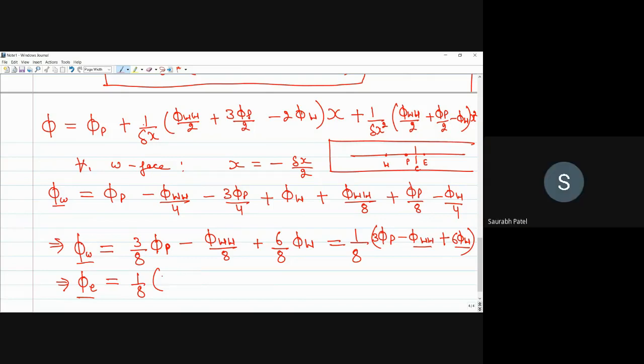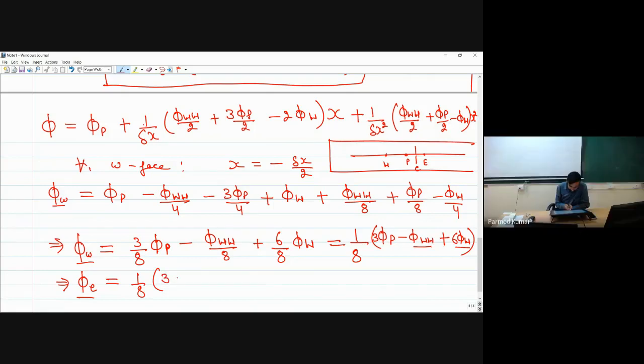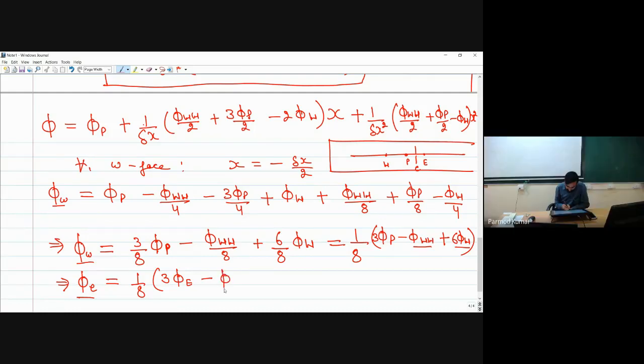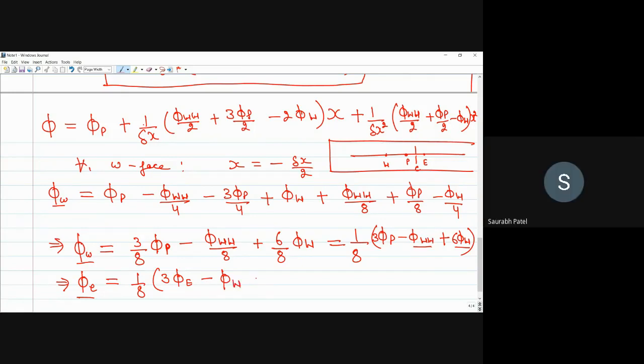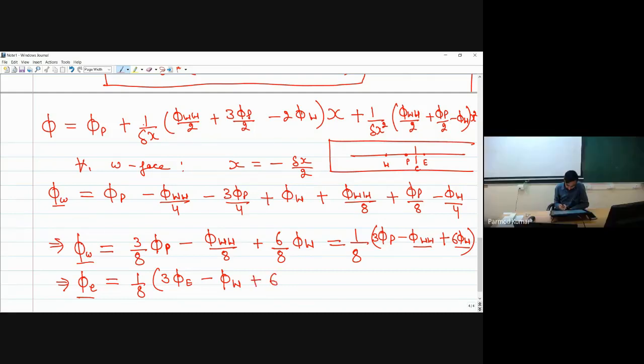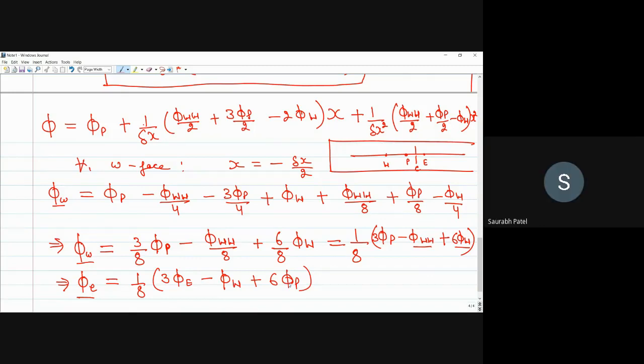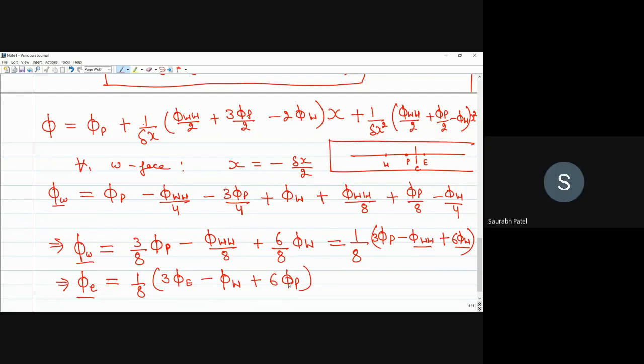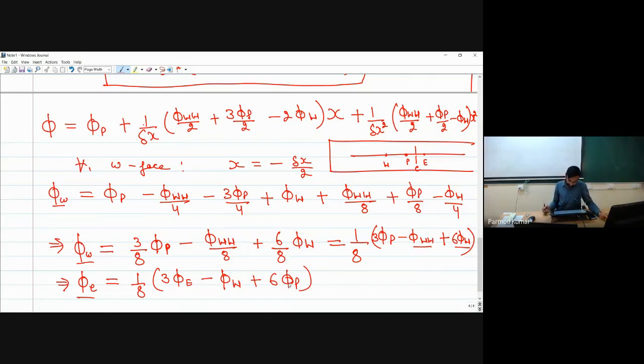3 phi E minus 5 phi P plus 6 phi... minus, what will be the second term? Sir, have I written it correctly? Is it correct, what I have written, or wrong? Yes, right. Okay, fine.